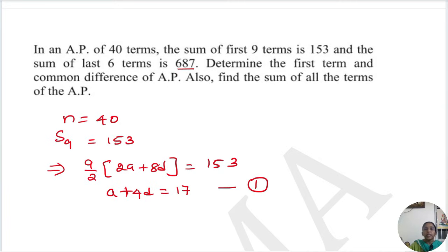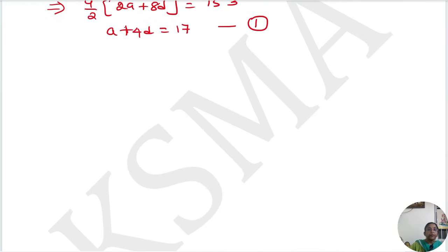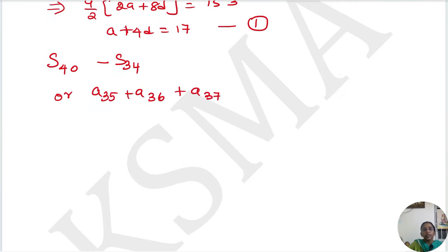And the second condition is the sum of the last 6 terms is 687. Last 6 terms in the sense, the total is 40, so S40 minus S34 will give us the last 6 terms. Otherwise we can say A35 plus A36 plus A37 plus A38 plus A39 plus A40 is given as 687.